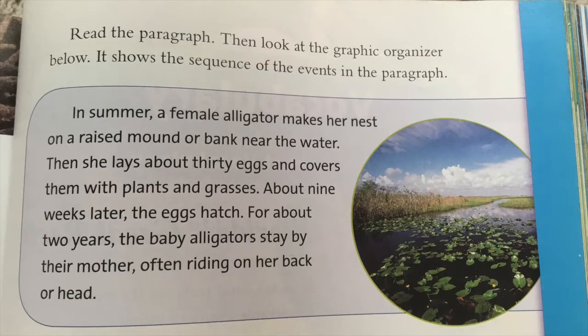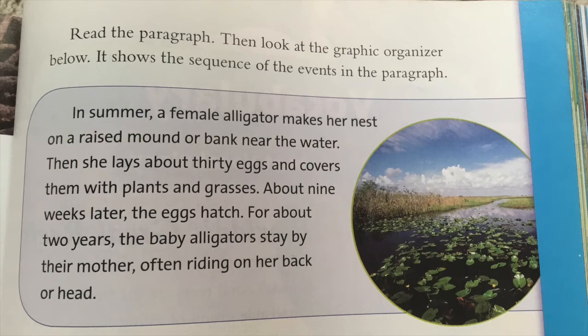Here is another example. So it's just a short paragraph. It says, in summer, a female alligator makes her nest on a raised mound or bank near the water. Then she lays about 30 eggs and covers them with plants and grasses. About 9 weeks later, the eggs hatch. For about 2 years, the baby alligators stay by their mother, often riding on her back or head. So we can take this same paragraph and put it into sequential order. And this one, if you can look closely, even has some words like then this happened, which kind of can help you decipher it. So we're just going to split it into 3 sections.